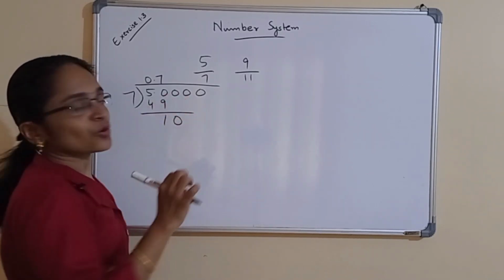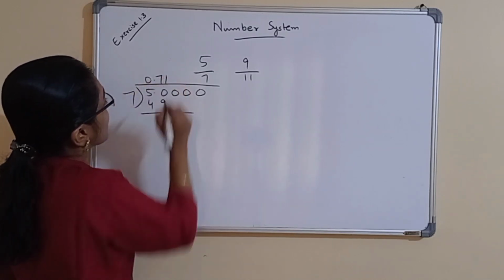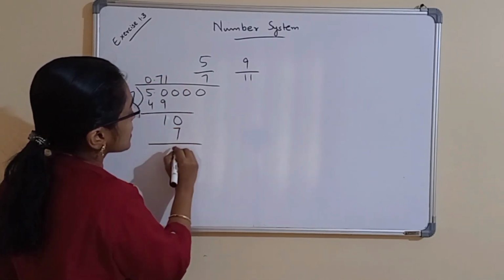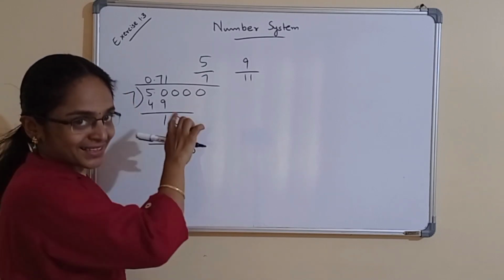Now bring this 0 down. In 10, 7 will go 1 time. So 7, then 3 remainder. Now bring the 0 down.